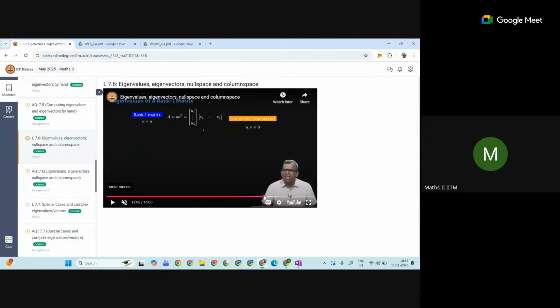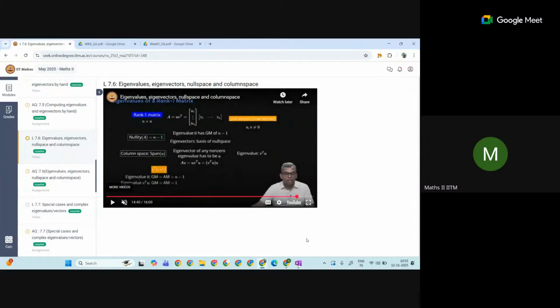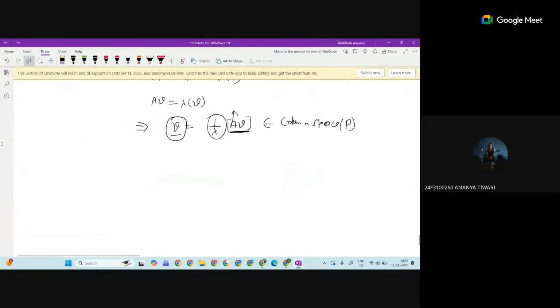Now there is another important matrix, which is the rank 1 matrix, and it has very important properties related to eigenvalues and eigenvectors. What is a rank 1 matrix? Can anyone tell? Where only one independent row is there. Yes, or in a different way, a matrix which has rank 1 we can call a rank 1 matrix.